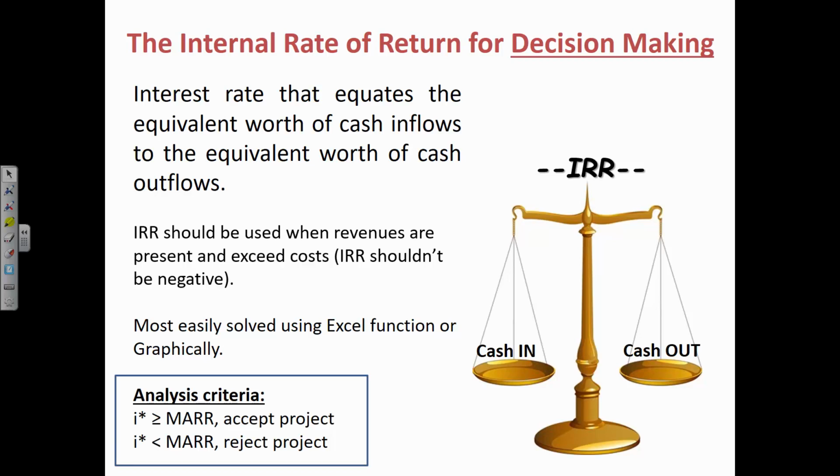Now here's the analysis criteria. This is how you make a decision. If the internal rate of return is greater than or equal to the MARR, that means the project is acceptable. If it's less than the MARR, then the project should be rejected. So you can only use it for initial screening, though. This is a big, important warning I'm going to give you.